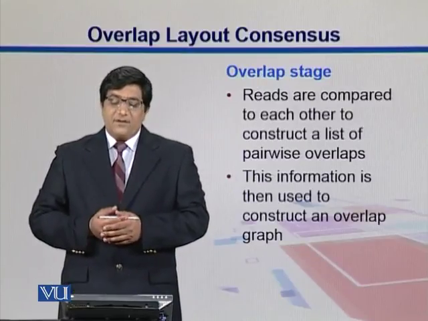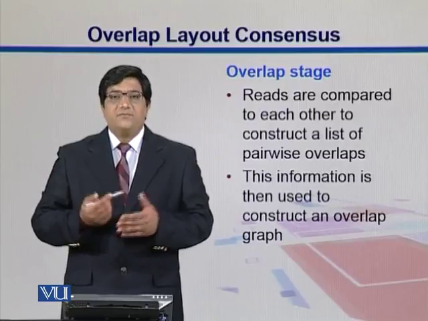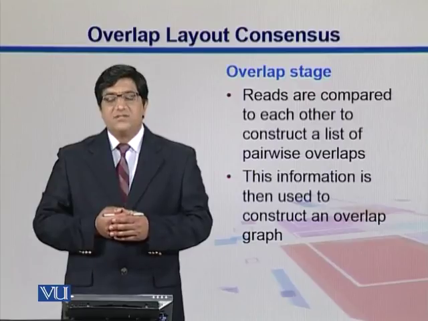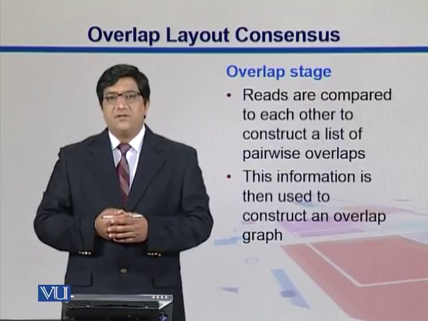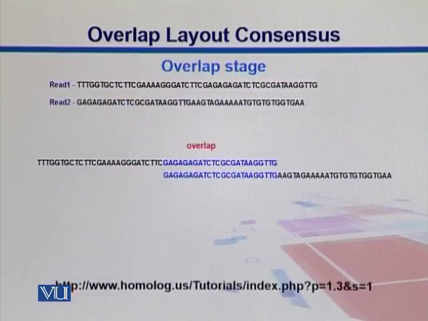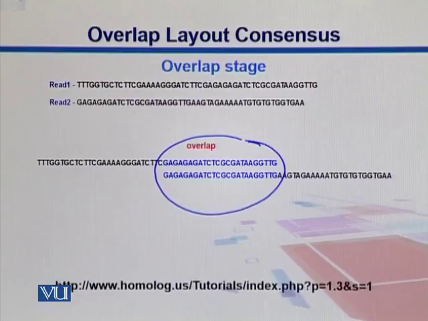So in overlap, we take the reads, we compare them with one another, and we try to find their overlaps. And then using this overlap information, we construct the overlap graph. So here is the overlap stage. We take read 1, read 2, and both of them overlap in their terminal regions, the ending part of the first one and the beginning part of the second one.